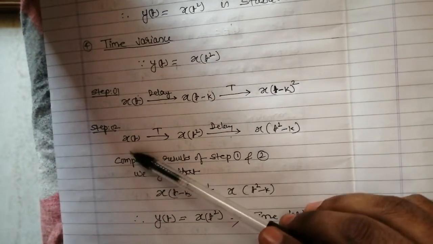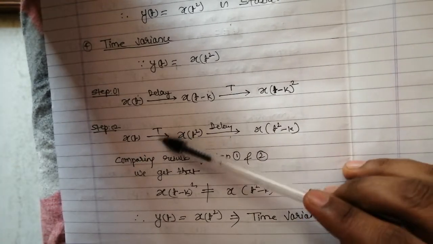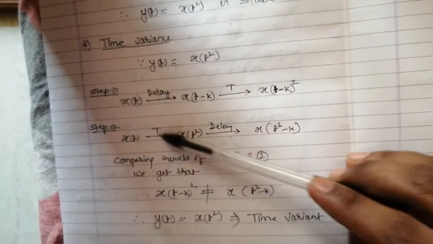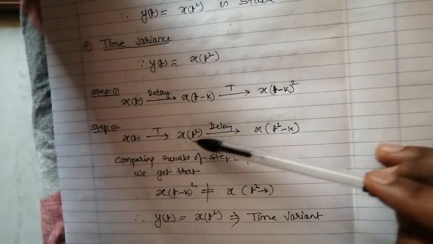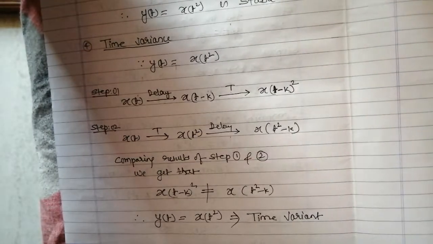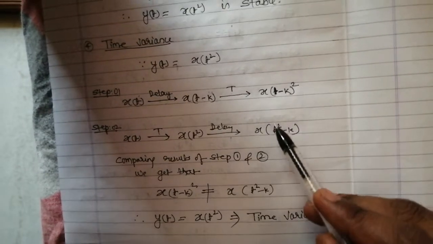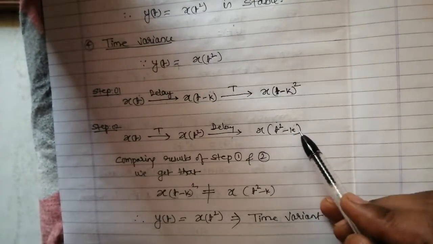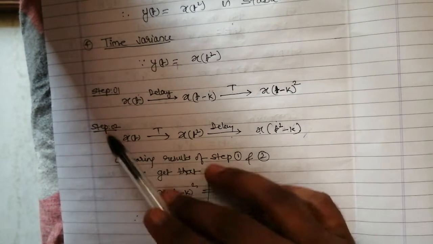Now in step number 2, first it is passed through the system. So by the property of the system, this x of t will become x of t square, because square हमें perform करना है time पे, time variable पे. Now we have to delay it. Now this t square as a whole is acting as a time variable. अगर इसको delay करना है तो क्या लिखेंगे हम? This is as a whole the time variable. Now it is delayed by k units. So this is what we are getting as the response of step number 2.